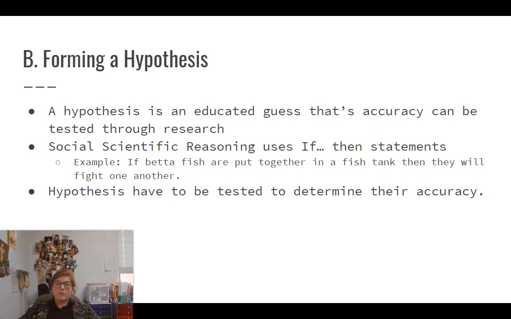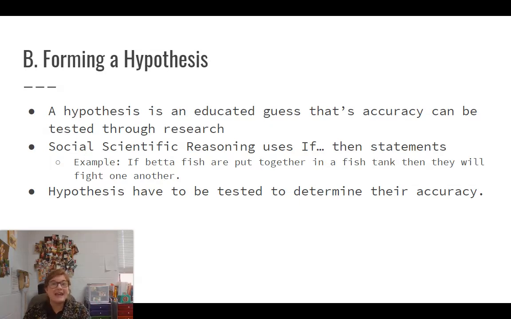The next part is forming your hypothesis. A hypothesis is an educated guess. This accuracy can be tested through research. Social scientific reasoning uses if-then statements. So, example of a hypothesis: if betta fish are put together in a fish tank, then they will fight one another. You guys know the cool little betta fish, the ones that have the little cool things. If you don't, just look them up. I know I didn't give a very good description. I'm sorry. Hypotheses have to be tested to determine if they're accurate.